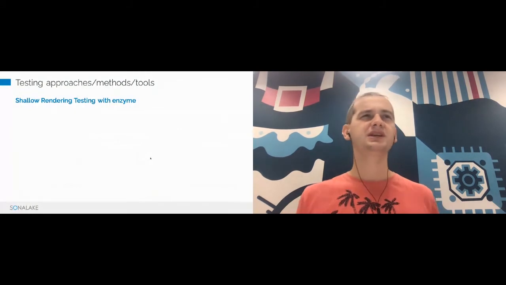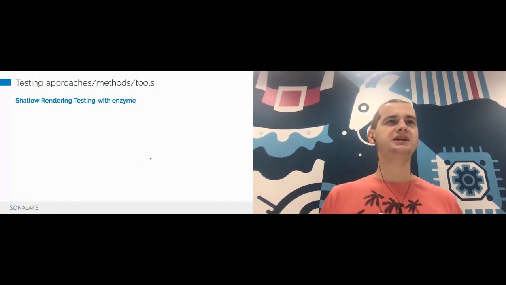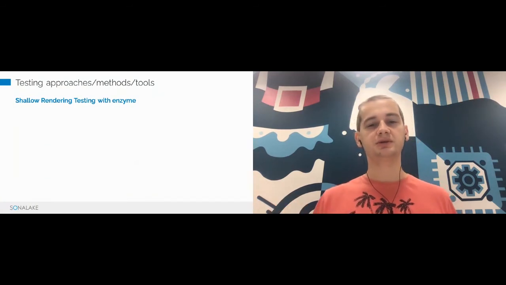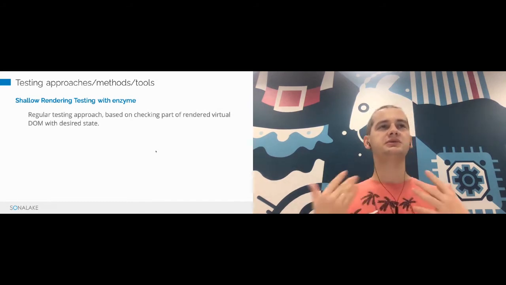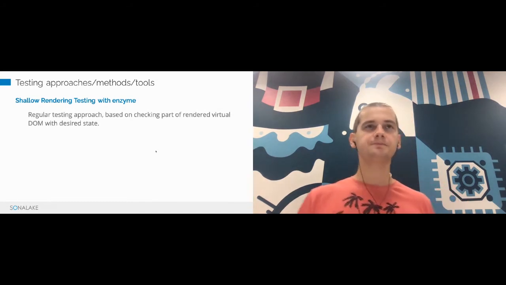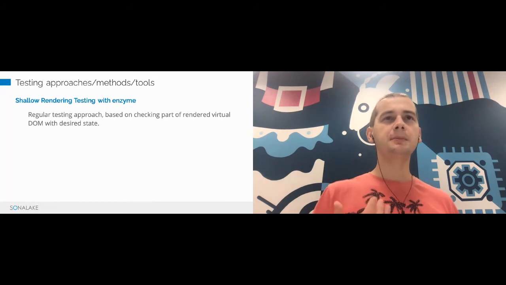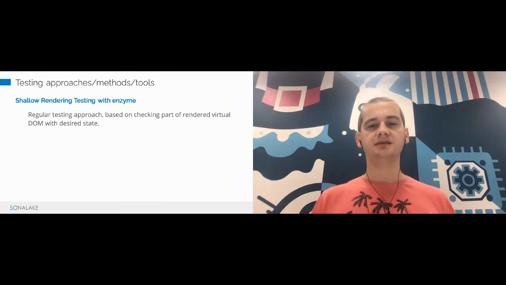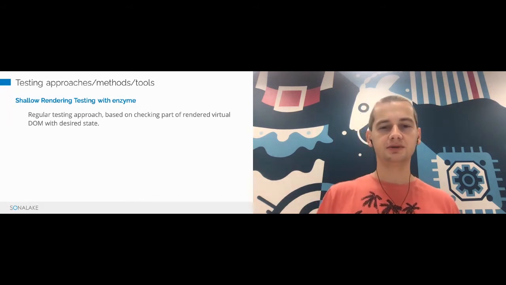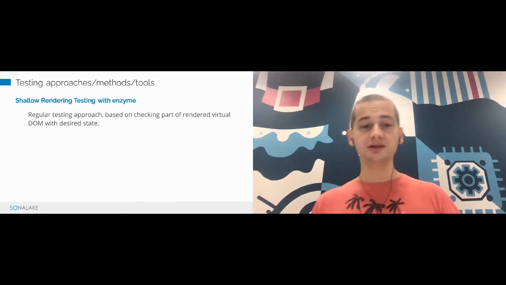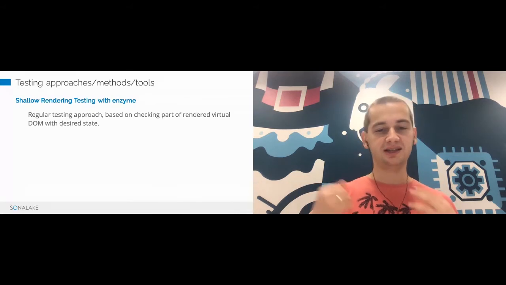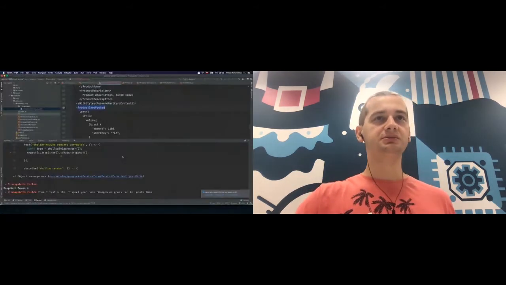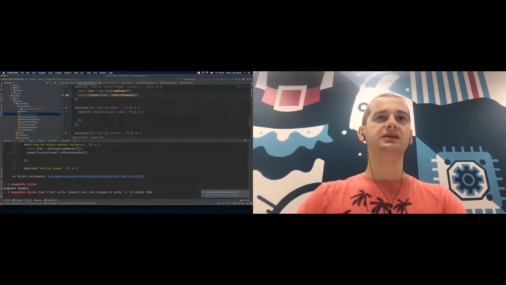Okay, so let's go next. What we can do. We can try to apply just common testing practice when we test a specific element. However, we will try to apply shallow rendering from Enzyme. And yeah, the idea here is very simple. We just do a shallow render, and then we check if the exact element is in the exact state. So let me show you an example.